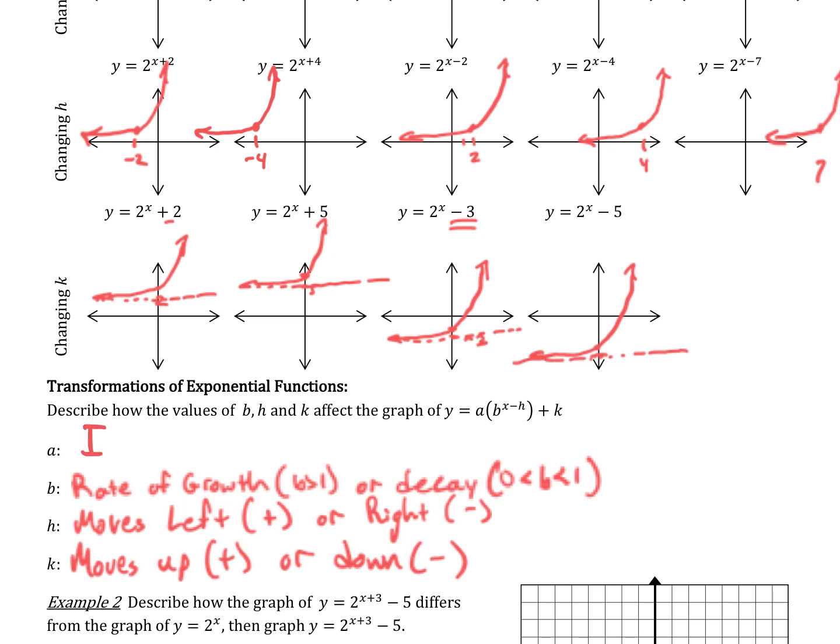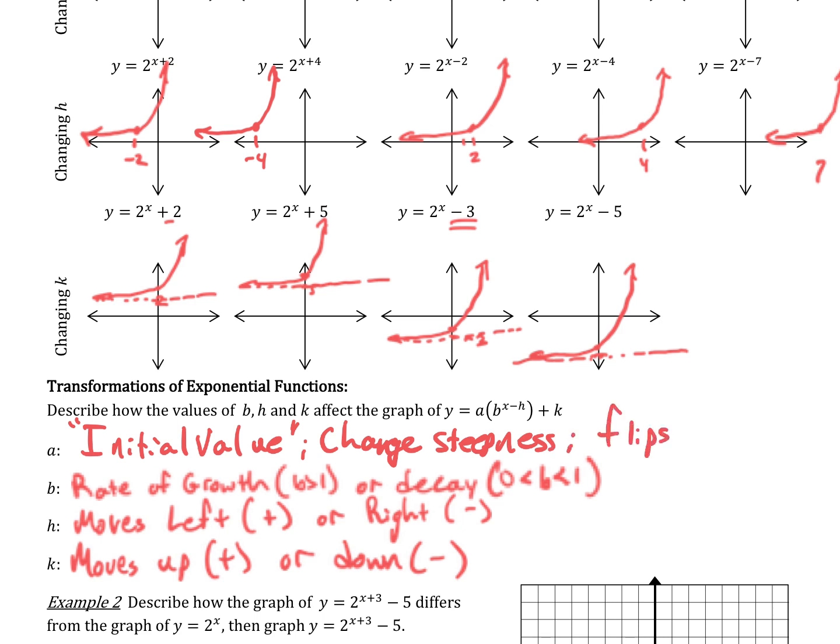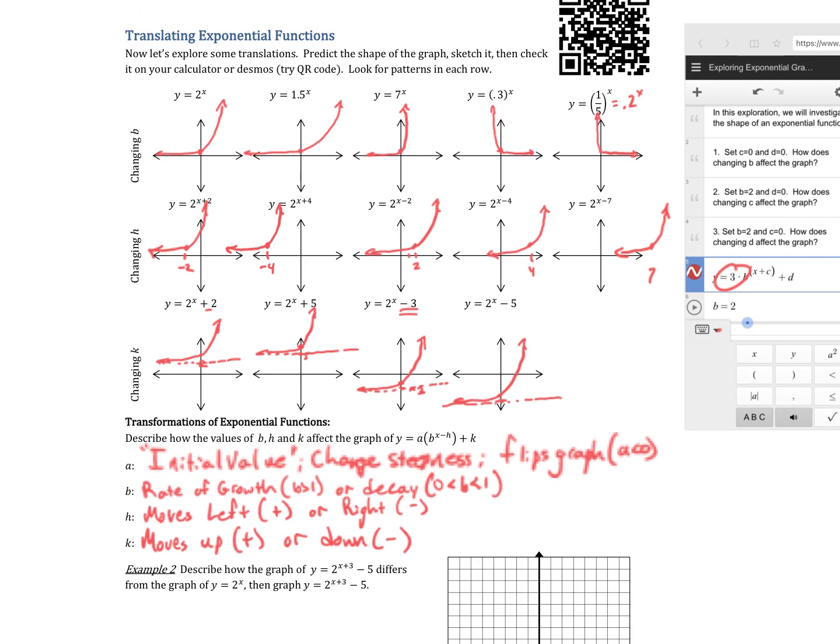And if it's negative, it will flip it. So we call that the initial value. It changes the steepness, okay? So it will change the steepness. And it flips the graph if it's negative, if a is less than 0. All right? So, a lot of stuff going on there. We'll stop that there. We'll do a couple examples in the next video. So that's how we can know where the graph of an exponential function will be and what it will look like.